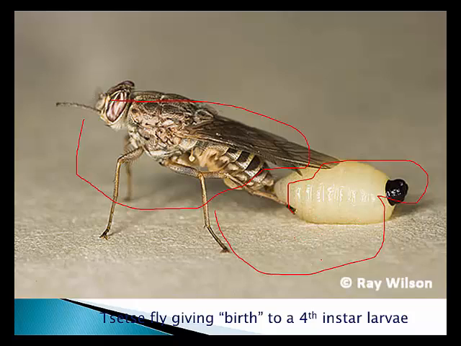So the point of all this is that clearly insects have utilized lots of the different approaches to producing and depositing offspring in the act of mating.